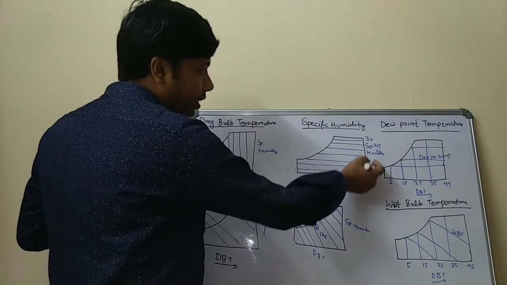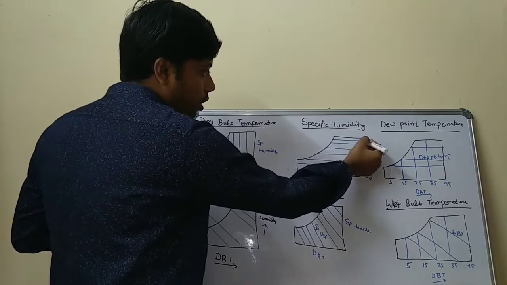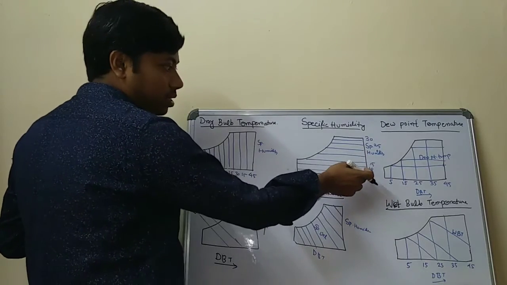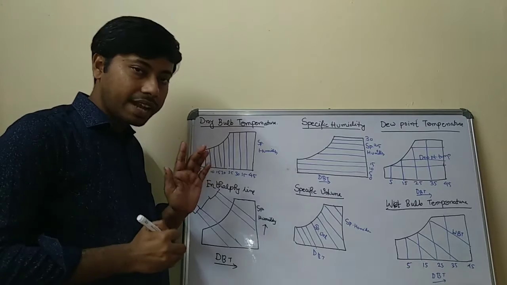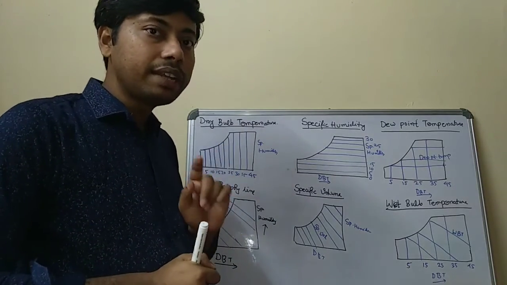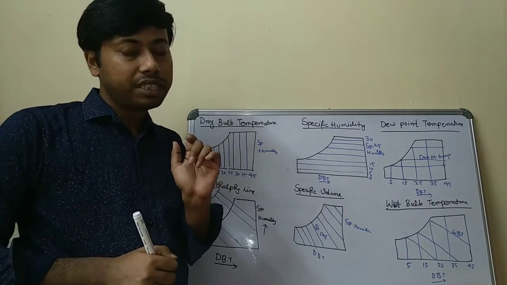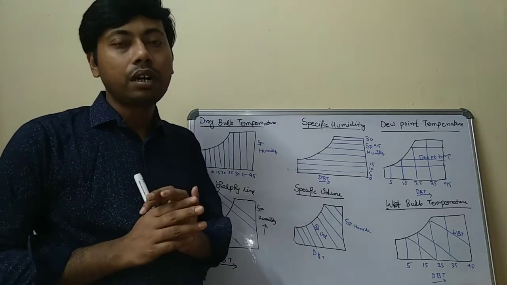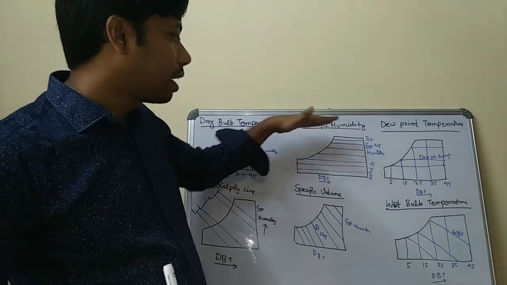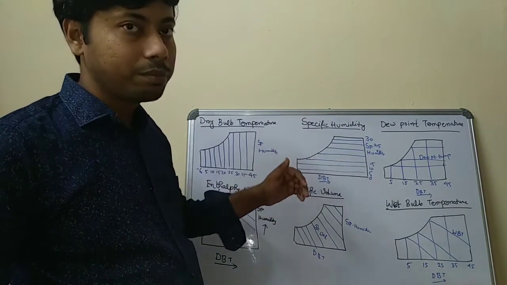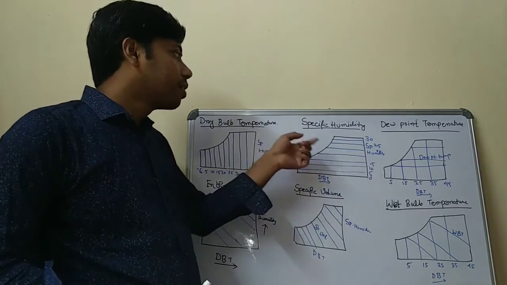What is on the y-axis indicates your specific humidity. This is your specific humidity, which is basically from 0 to 30 grams per kg of dry air. That indicates that in each kg of dry air, that many grams of water vapor are present. So this horizontal line, which is parallel to the dry bulb temperature axis, indicates your specific humidity.